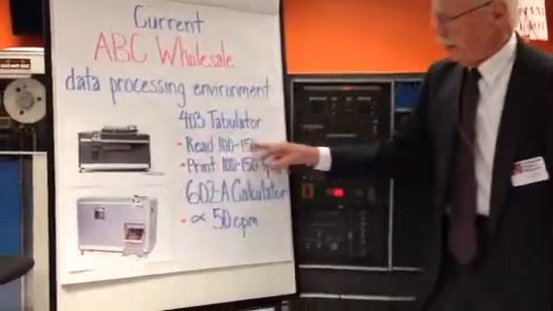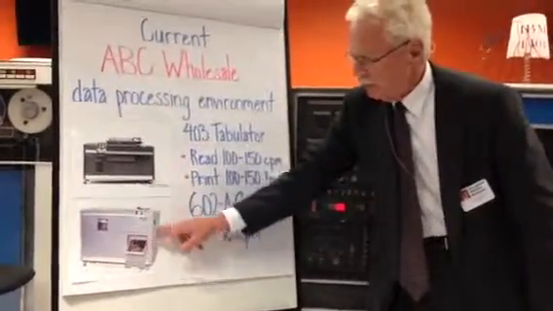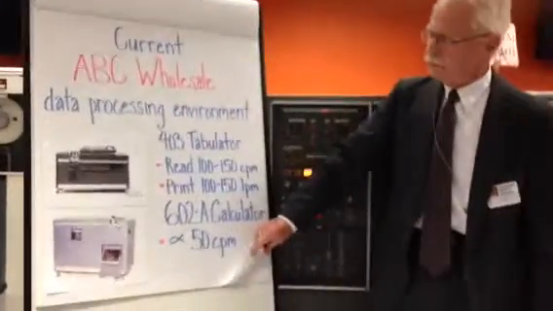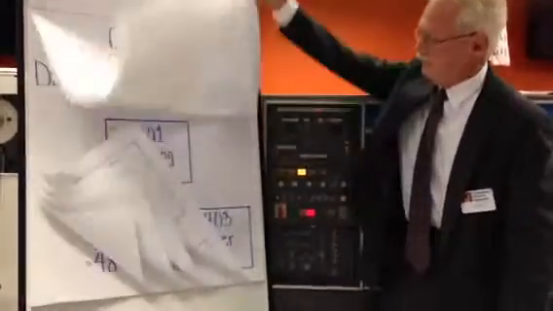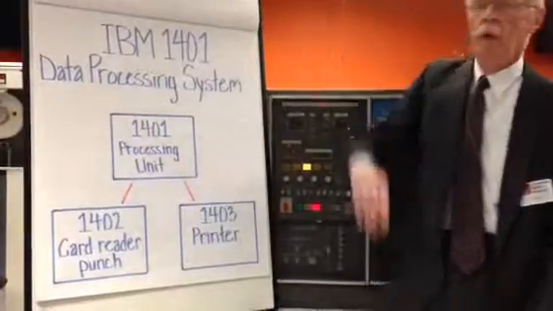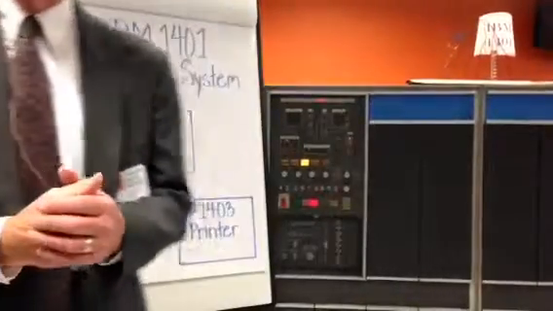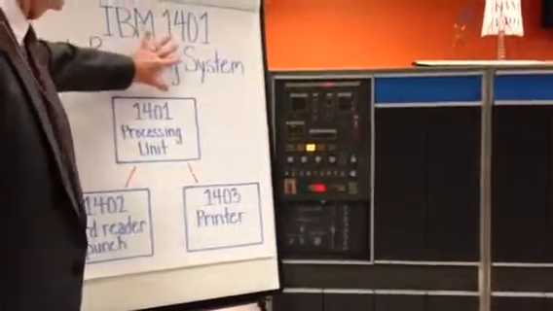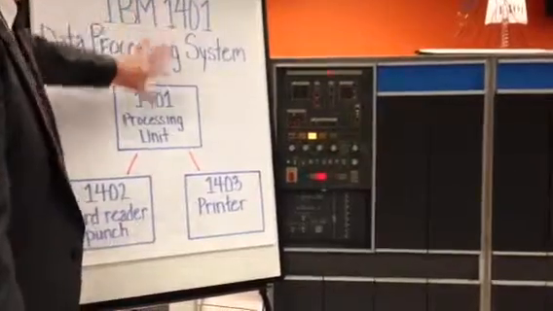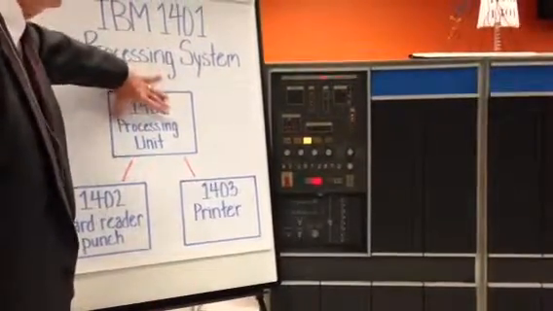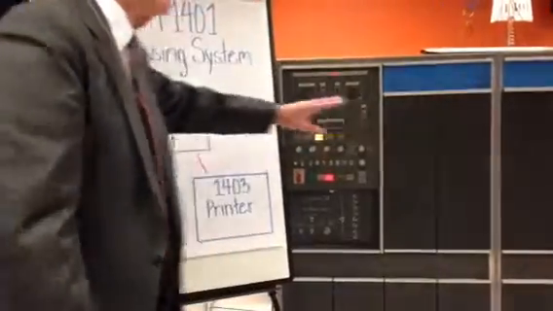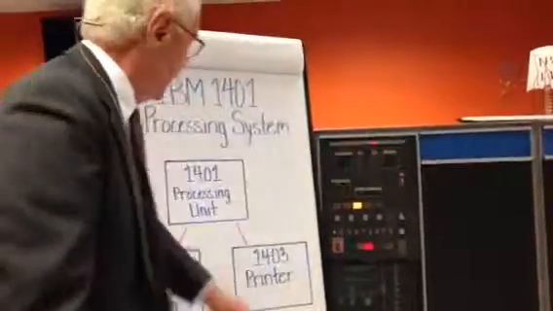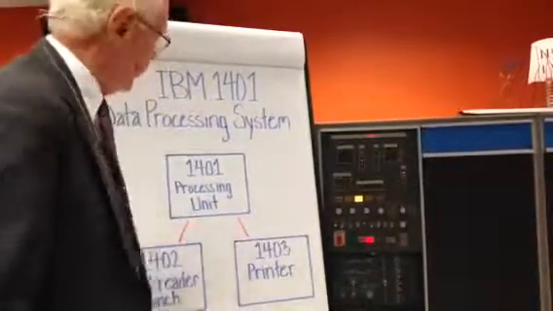This guy reads at about 100 or 150 cards a minute. This guy probably around 50 cards a minute. So, that's today. What we want to do is talk about the 1401 because we see that as normal. It certainly is. The technology is the latest in technology. We'll talk about three pieces. The 1401 processing unit. That's this. That's the brains behind the computer. Also, we're going to talk about the 1402 card reader punch. That's this guy. And finally about the 1403 over here.